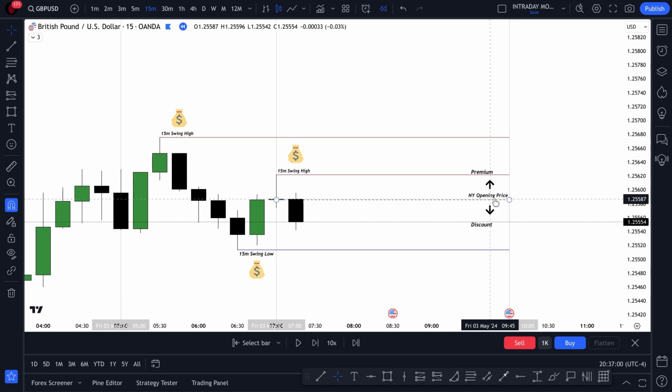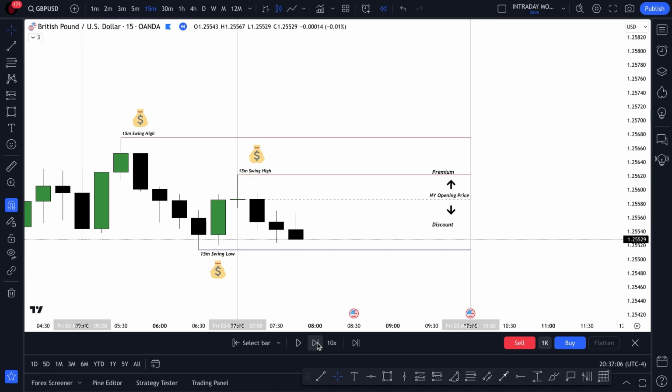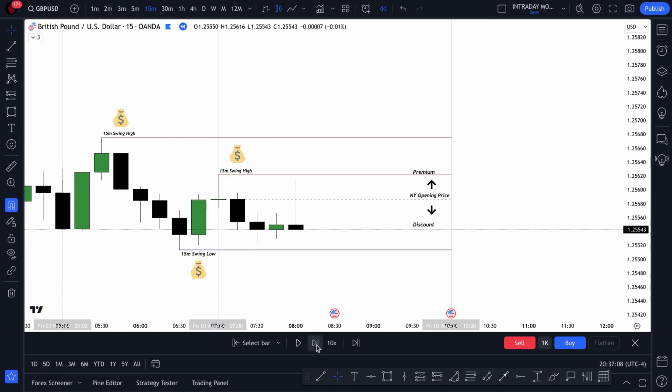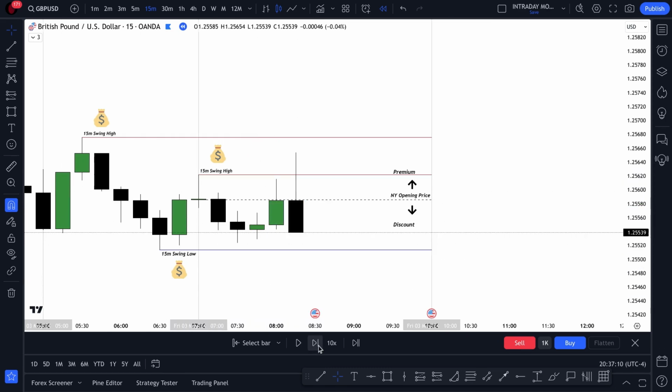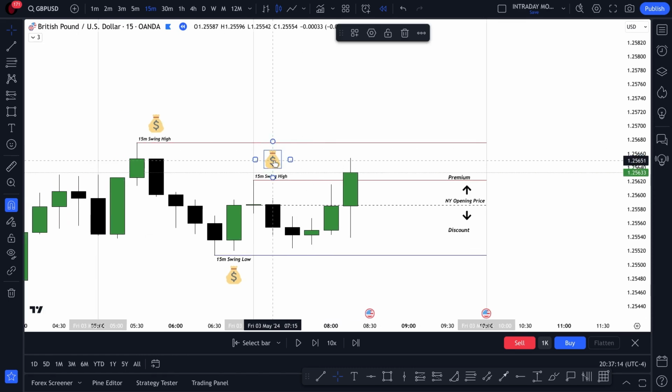A crucial step to this is the New York opening price, and you'll see why. So we'll play it forward, and we'll see what happens. Looks like price is going to drop down. Price goes back up, and we can see we get a raid here. So now we got a raid on the buy side liquidity pool. So price just took out the buy stops here.